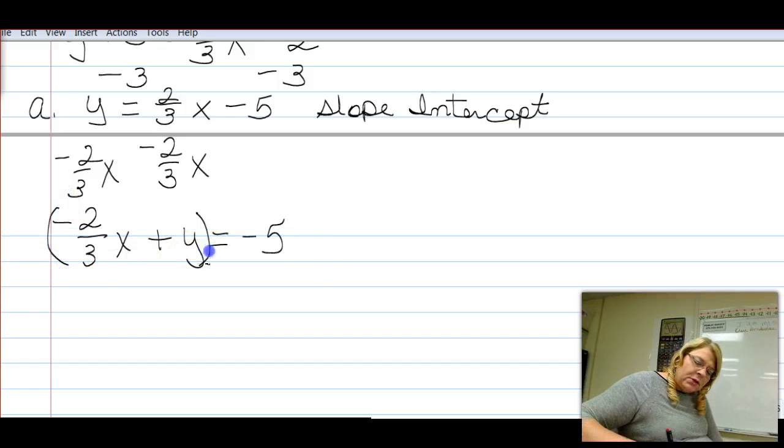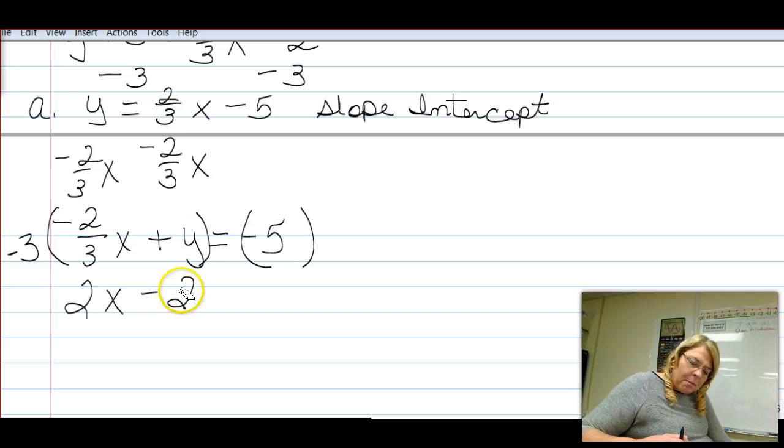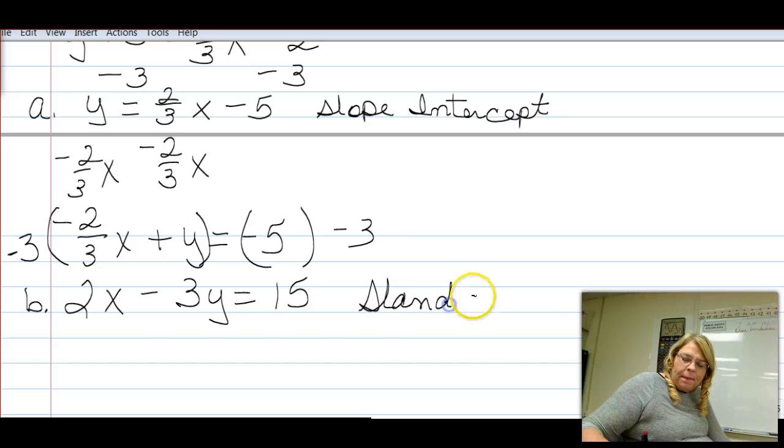To get rid of my fraction, I'm going to multiply everybody by 3. To get rid of the negative sign, I'm going to make it -3. -3 times 2/3 is positive 2x. Then when I multiply here, I get minus 3y equal positive 15. And this is the answer to part B. This is standard form.